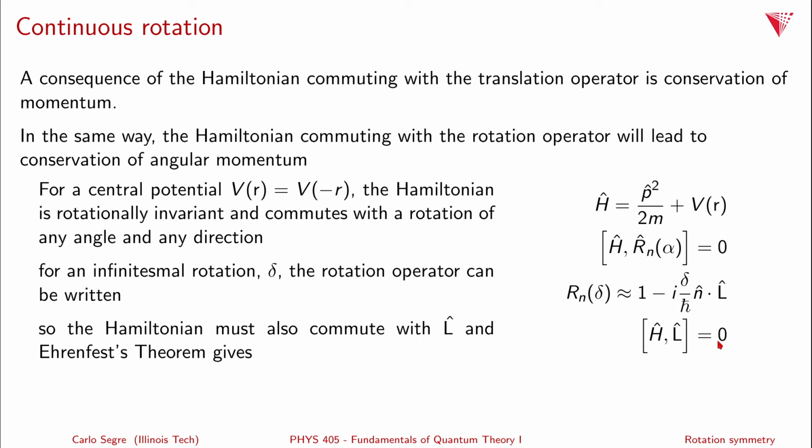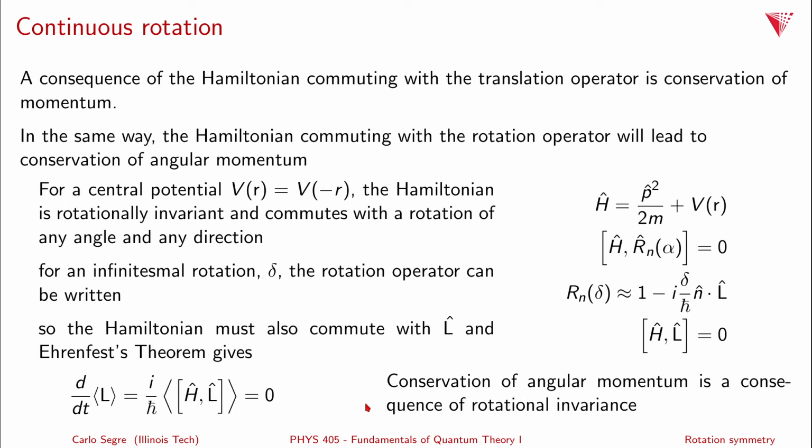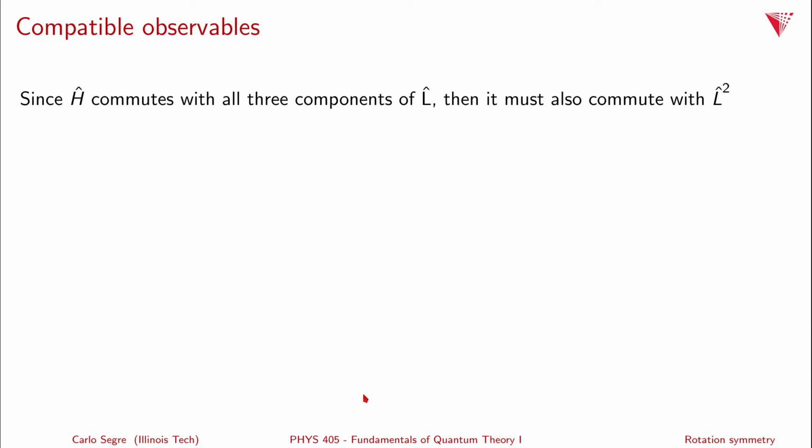Because of Ehrenfest's theorem, we now have that d/dt of the expectation value of L is equal to i over ħ times the expectation value of the commutator of H and L, which by definition is 0. And so the time derivative of the angular momentum expectation value is also 0, which means that you have conservation of angular momentum. And so conservation of angular momentum is a consequence of rotational invariance.